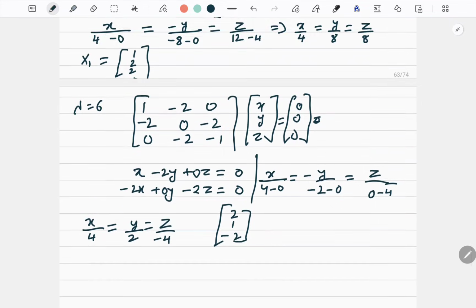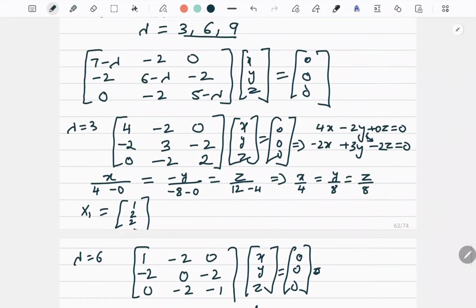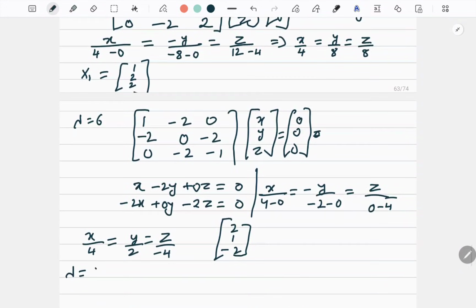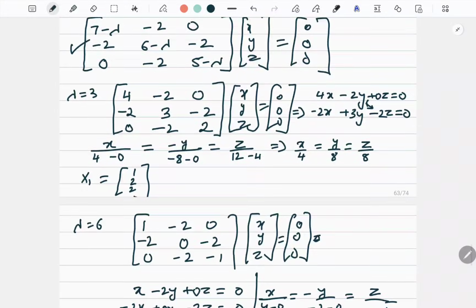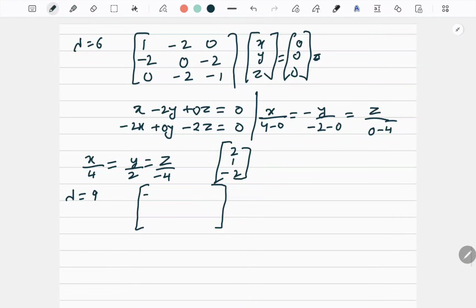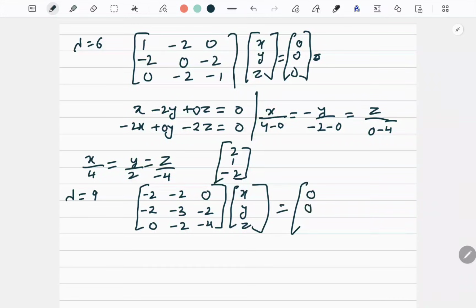Now, come to the third one. The third one is lambda is equal to what I got? 9. So, I will do for lambda is equal to 9. So, now let me again substitute. So, one lambda. So, I will put 9 in this equation. Okay. So, 7 minus 9 is how much? 7 minus 9 is minus 2. Minus 2, 0. Minus 2. Then 6 minus 9 is minus 3. Minus 2. 0 minus 2. 5 minus 9 is minus 4. So, again I will write the same way x, y, z is equal to 0, 0, 0.